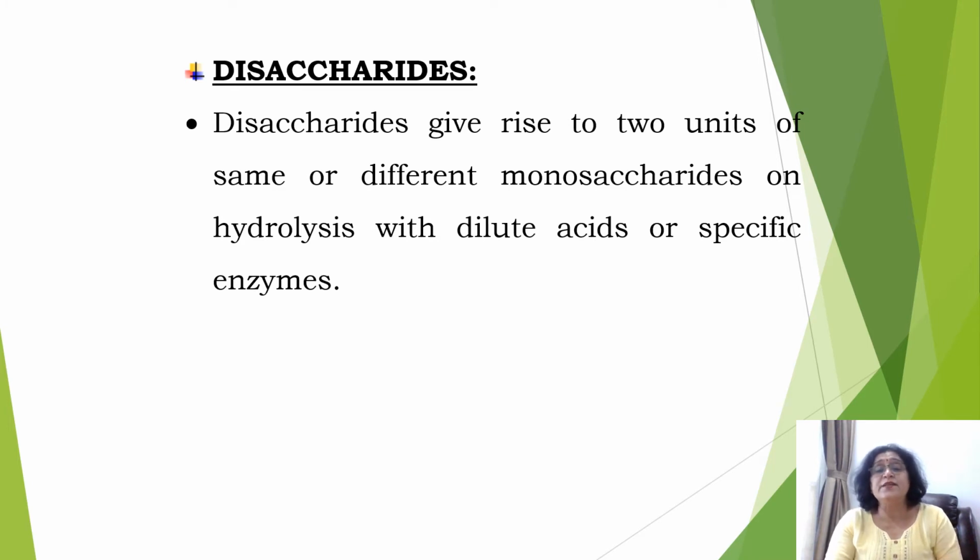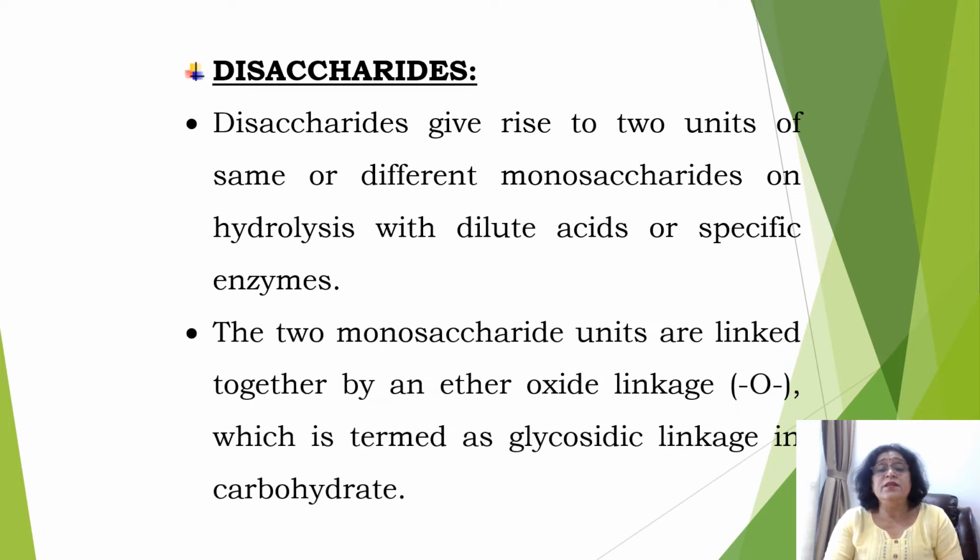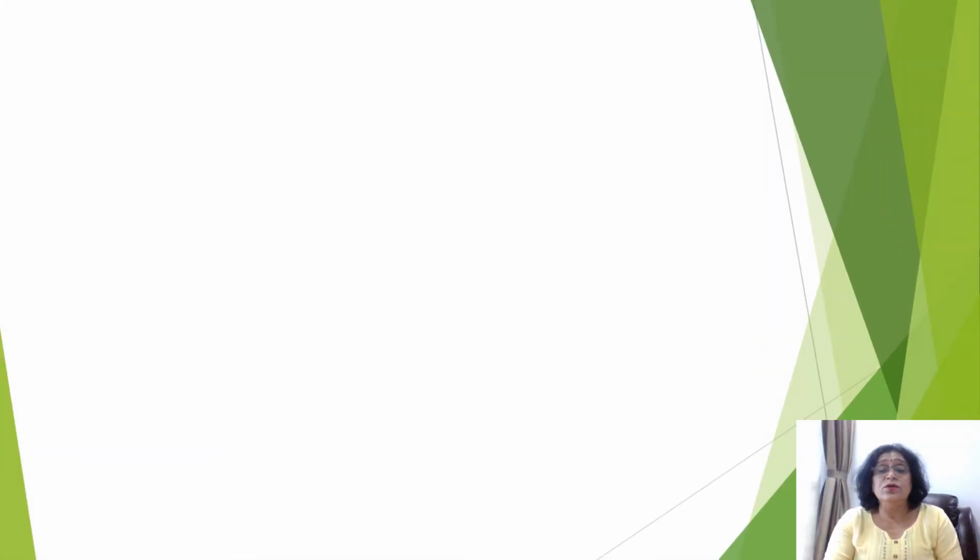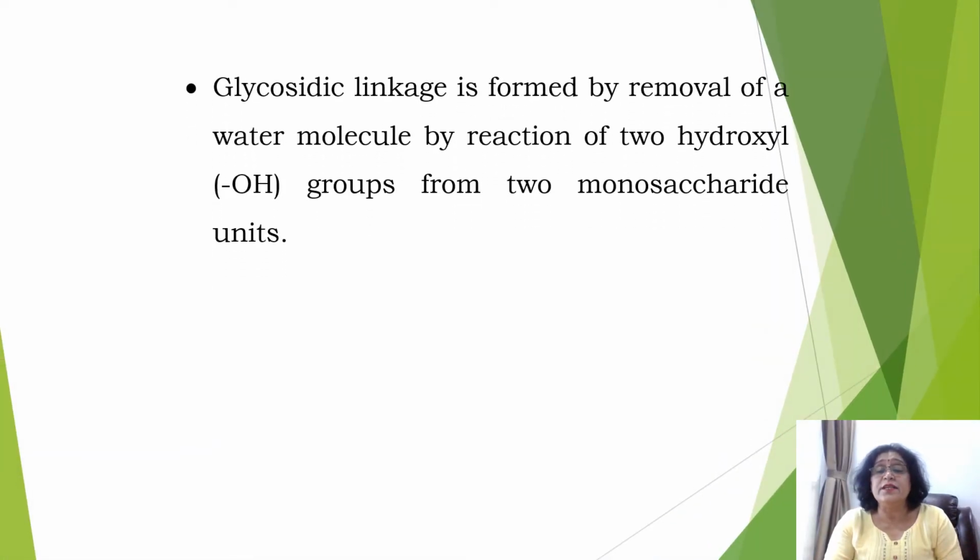On hydrolysis, or reaction with water in the presence of dilute acids, disaccharides give rise to two monosaccharides. These two monosaccharides are linked together by an ether linkage, which is also known as a glycosidic linkage. The glycosidic linkage is formed by the removal of water from two molecules of monosaccharides.